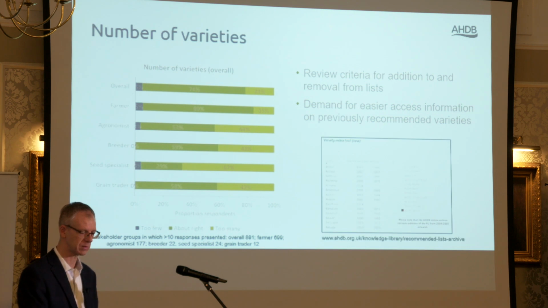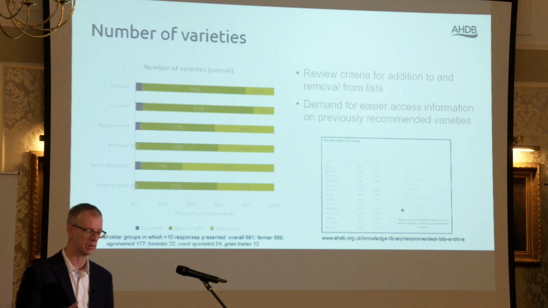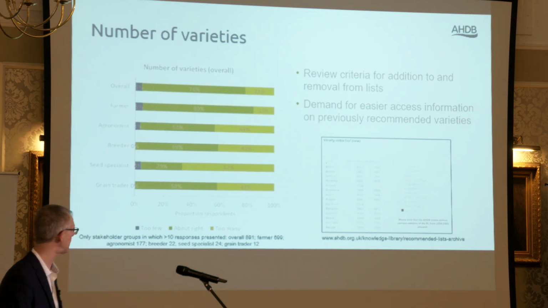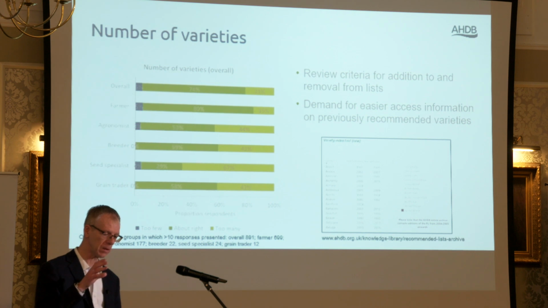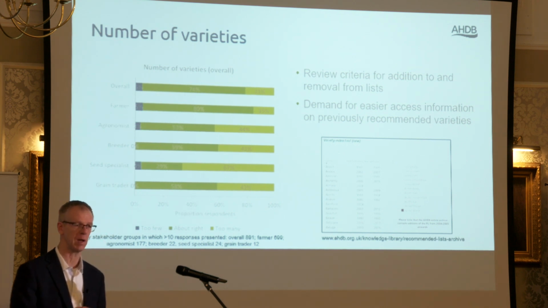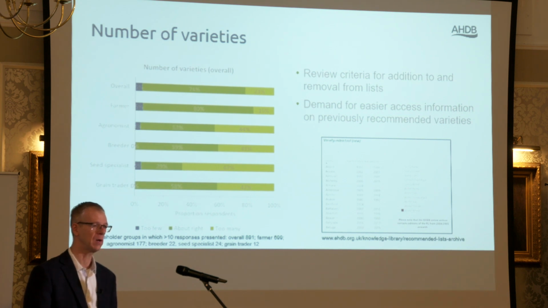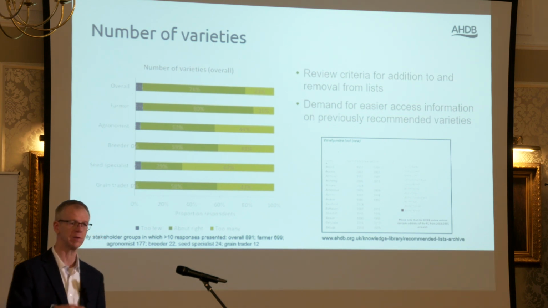But what we've done is to help those people, we've introduced a new tool onto the archive part of our page. Sorry, you won't be able to see that. But if you go onto archive now, you can search by crop on a variety by name, and it will tell you when that variety was first recommended, when it was last recommended. So if you're still growing that variety and you want to see information, you can go straight to the archive and know exactly where to get the information for that variety.